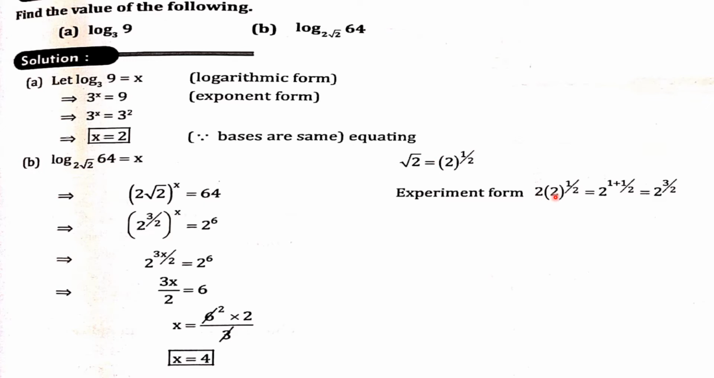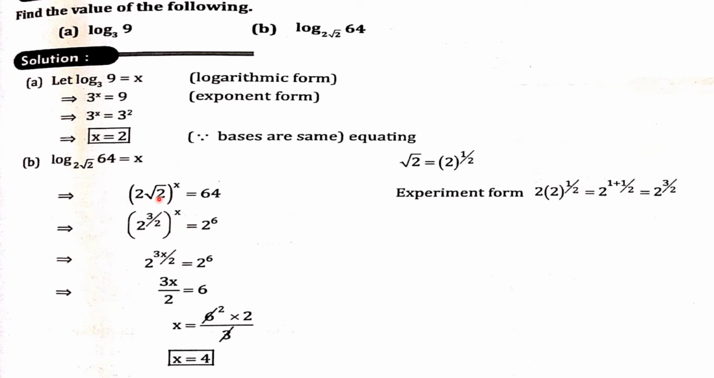So 2 into 2, 1 by 2. So 2 and 2 are common. So here if there is nothing, it is called 2 to the power 1. So 1 plus 1 by 2 will become 2 to the power 3 by 2. So this whole 2 to the root 2 will become 2 to the power 3 by 2 to the power of x is equal to 2 power 6.